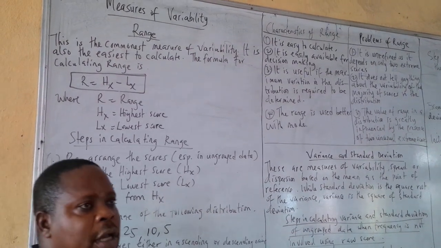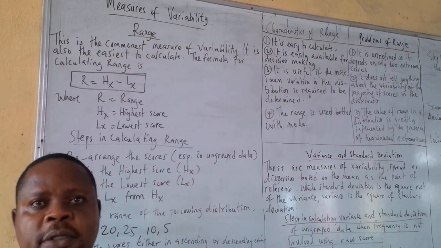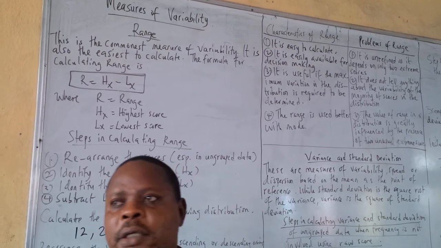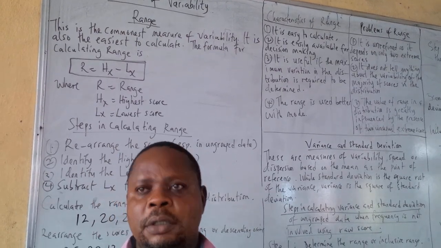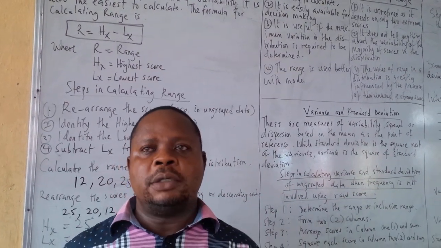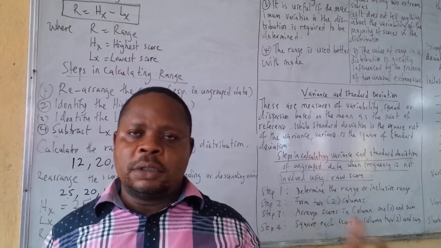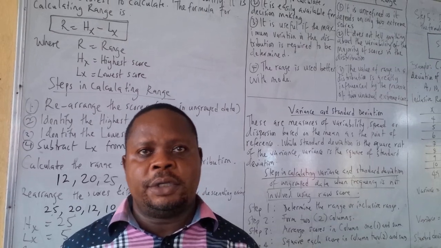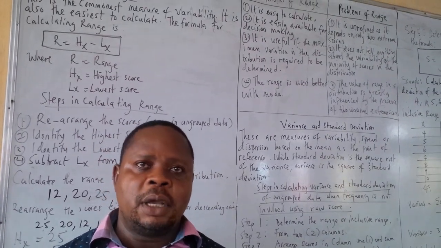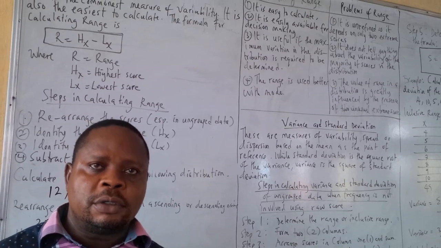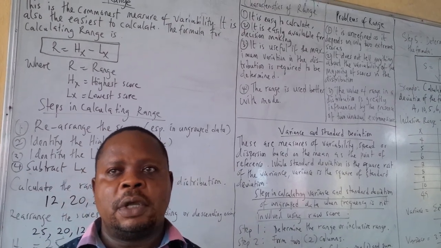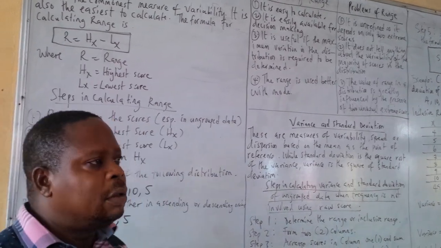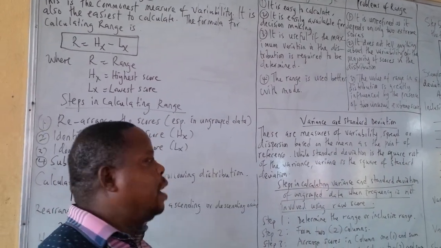Now there are different types of measures of variability. There is the range. Quartile range is also there: interquartile range, semi-interquartile range. These are all measures of variability. You also have mean deviation, which is also part of measures of variability. Then you also have standard deviation as well as variance. Today we want to focus on some of them.